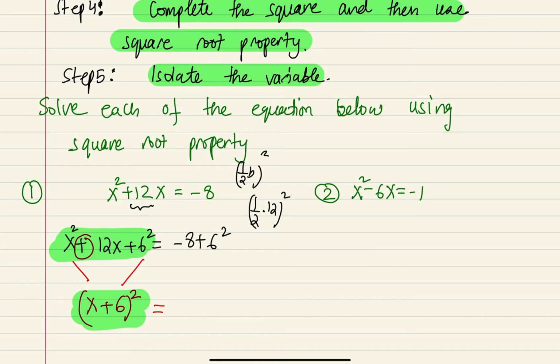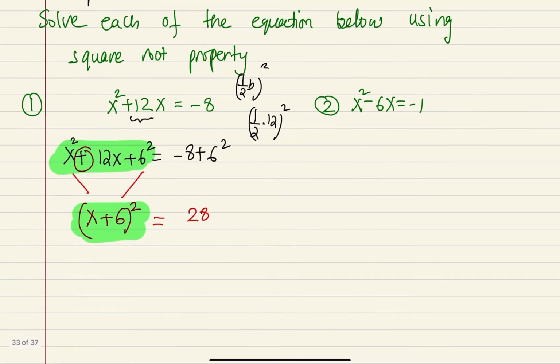On the right-hand side, we have 36 minus 8. That is going to be 48. Actually, 36 minus 8 would be 28, not 48. So now we have a quantity squared equal to a number. We're going to go ahead and take the square root on both sides.